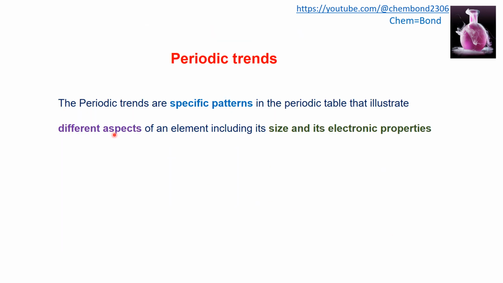Periodic trends. What are the periodic trends? These are the specific patterns in the periodic table that illustrate different aspects of the element, including its size and its electronic properties. So we will study the electronic properties, its size, how they are related to each other, and how they change with respect to size and electronic properties. These specific patterns are known as periodic trends. They include trends in atomic radius, electronegativity, ionization energy, etc.